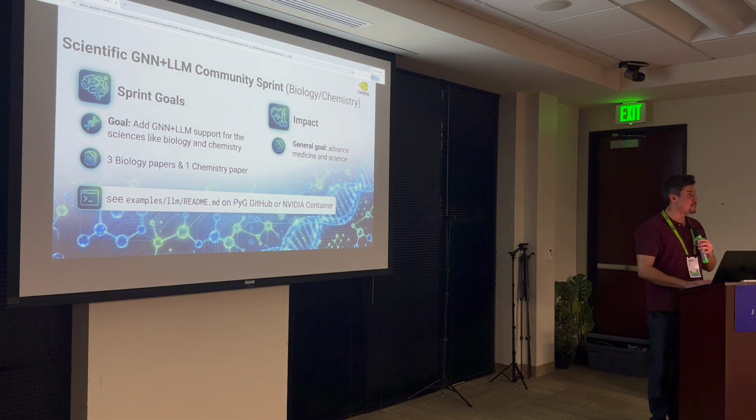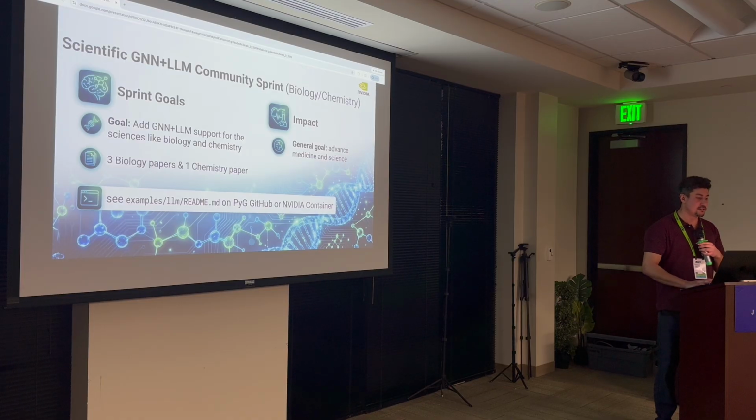The goal of the latest PyG community sprint was to expand GNN+LLM features to support the sciences like biology and chemistry. There were 4 projects going on to integrate techniques from 3 biology papers and 1 chemistry paper using GNNs and LLMs. The general goal of these projects is to advance medicine and science and integrate general reusable APIs for GNN+LLM workflows. The sprint was finished a while ago, and check the examples out in the examples/LLM/README on the PyG GitHub or the NVIDIA container.